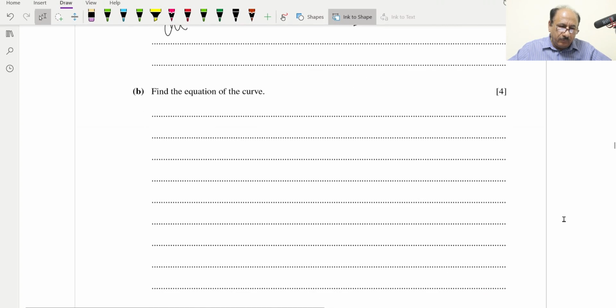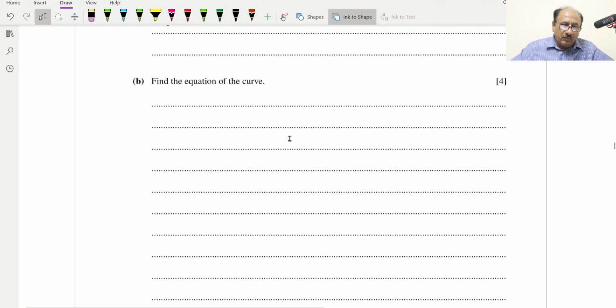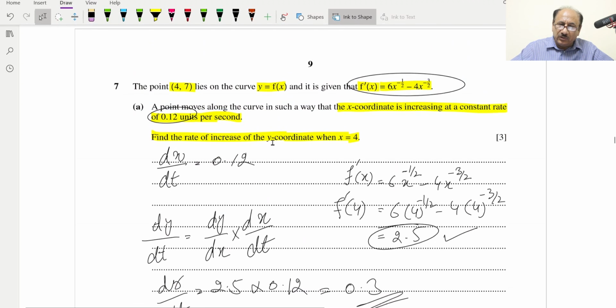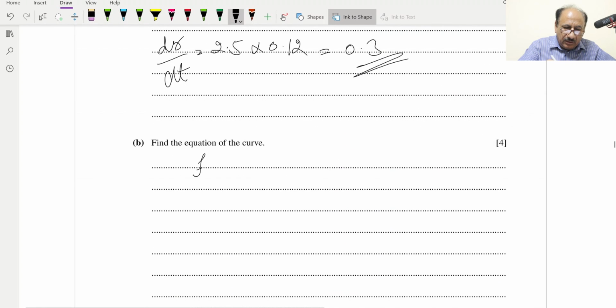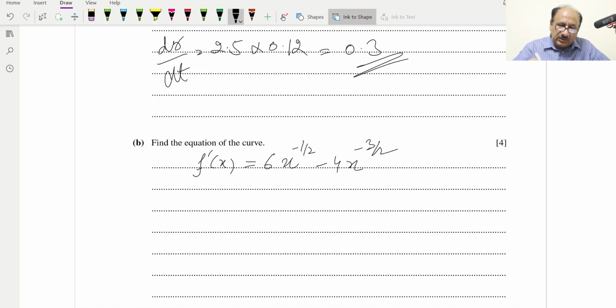Now we can move to part B, find the equation of the curve. Now derivative is provided, which is given over here. So we will integrate this one. f dash of x is equal to 6x raised to the power minus 1 by 2 minus 4x raised to minus 3 by 2. This is the given function, the derivative of the function. So we can take integral dy over dx. Basically integral y dx is equal to what?